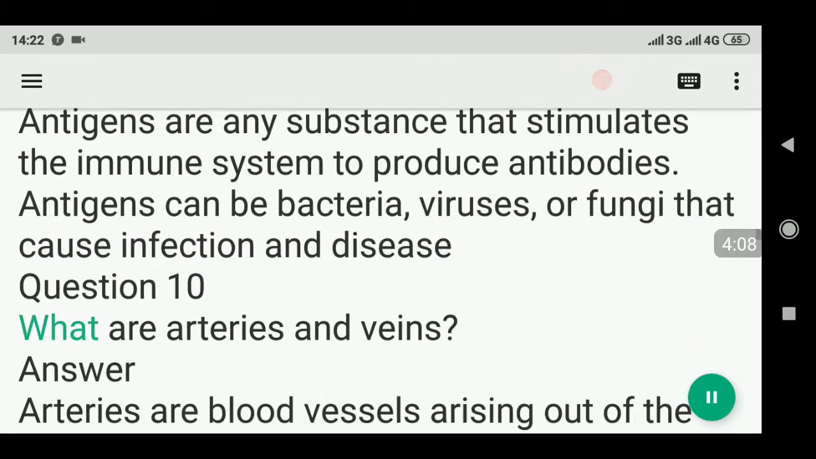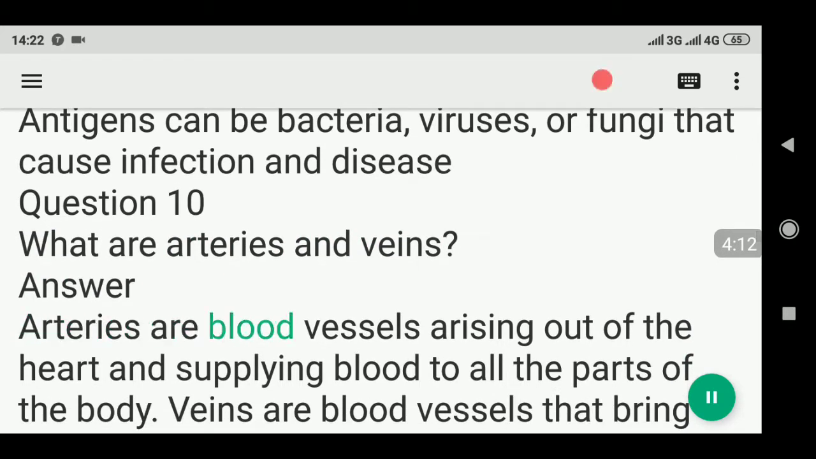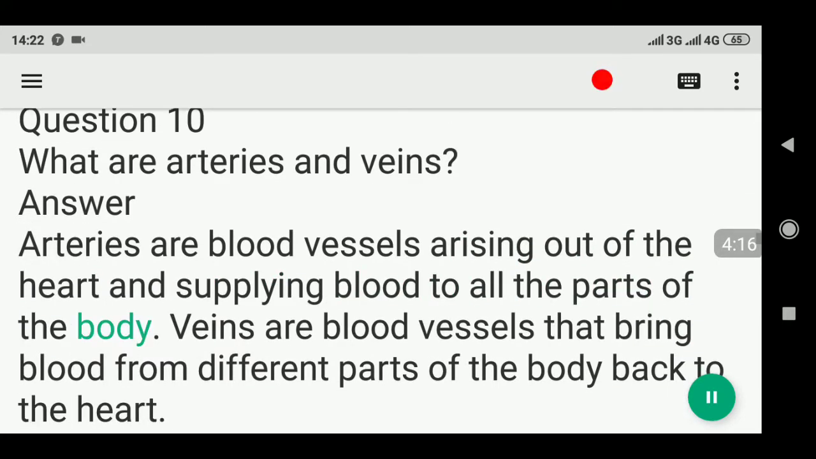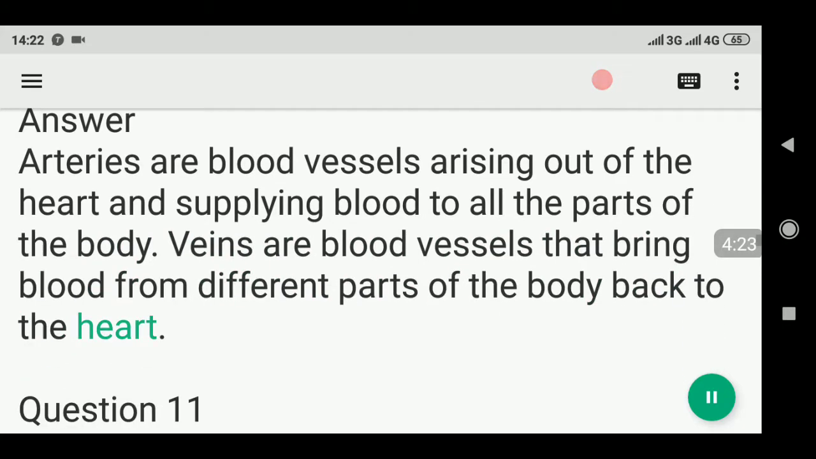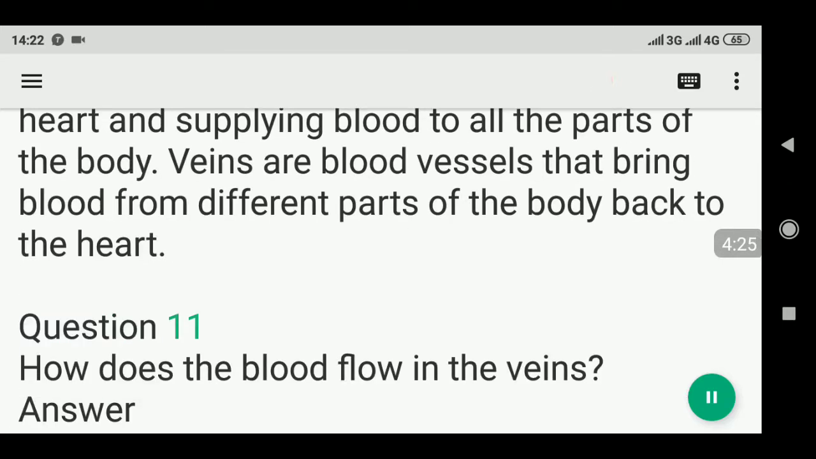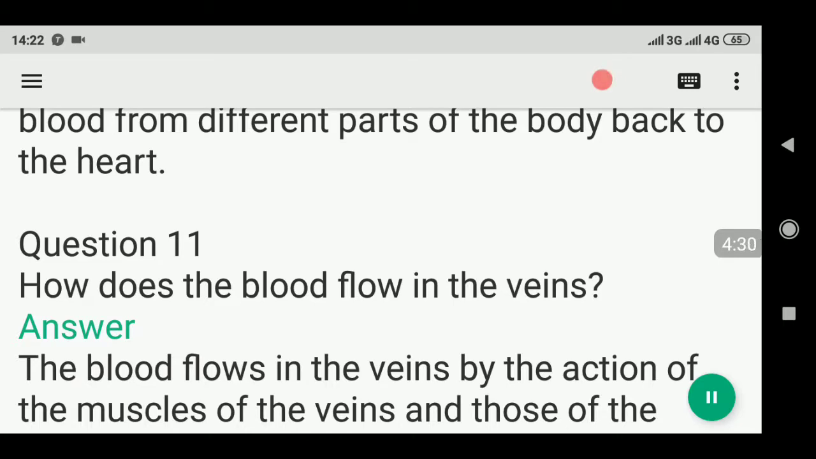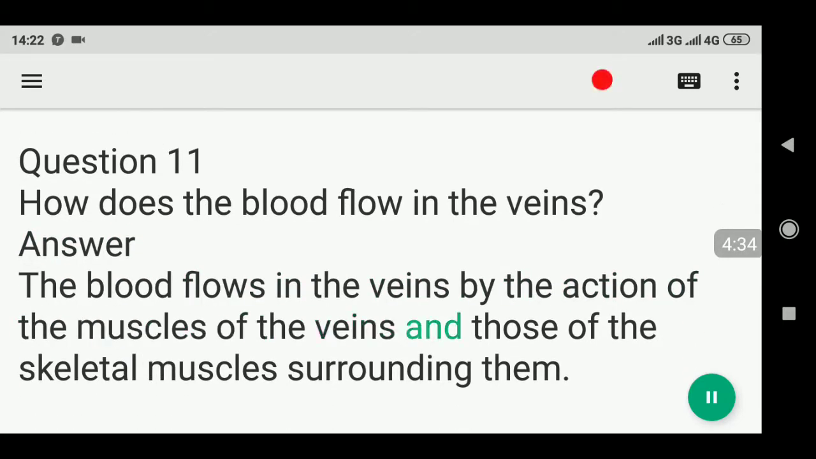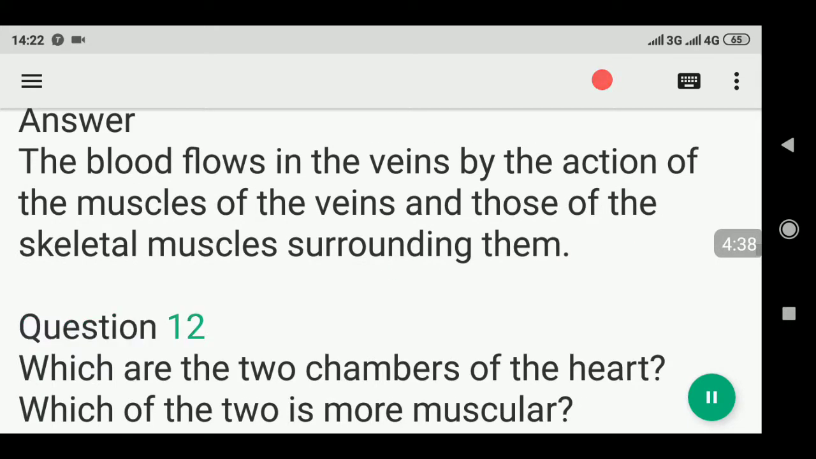Question 10. What are arteries and veins? Answer. Arteries are blood vessels arising out of the heart and supplying blood to all the parts of the body. Veins are blood vessels that bring blood from different parts of the body back to the heart. Question 11. How does the blood flow in the veins? Answer. The blood flows in the veins by the action of the muscles of the veins and those of the skeletal muscles surrounding them.